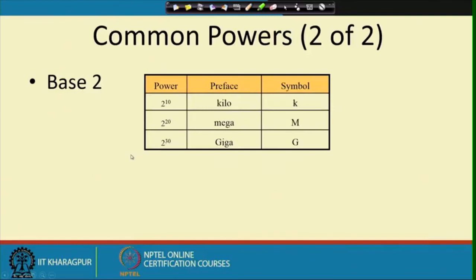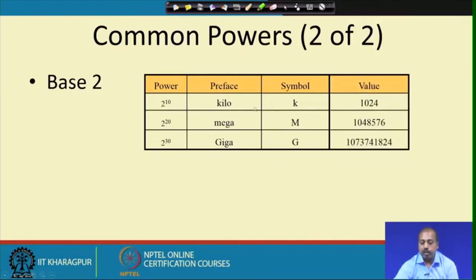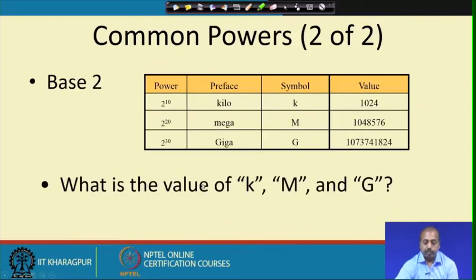Okay. If you take base 2, we have 2 power 10, 2 power 20, 2 power 30, which are called kilo, mega and giga. Those are the corresponding symbols, and the values are 1024, then 2 power 20, 2 power 30, like that, very big numbers. What is the value of kilo, mega and giga? These are the values actually.